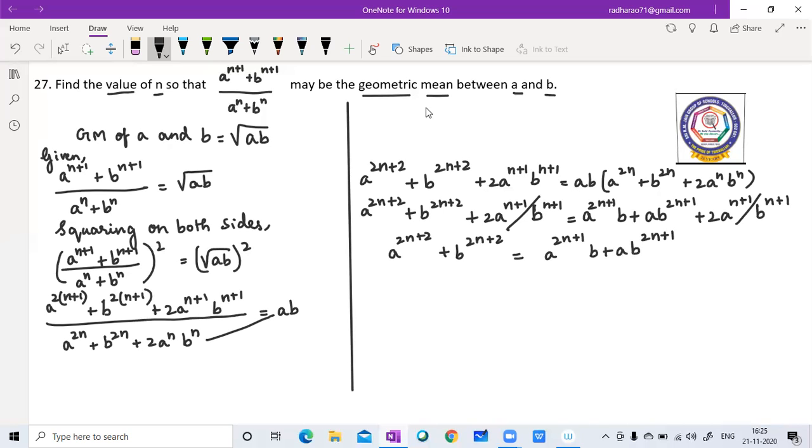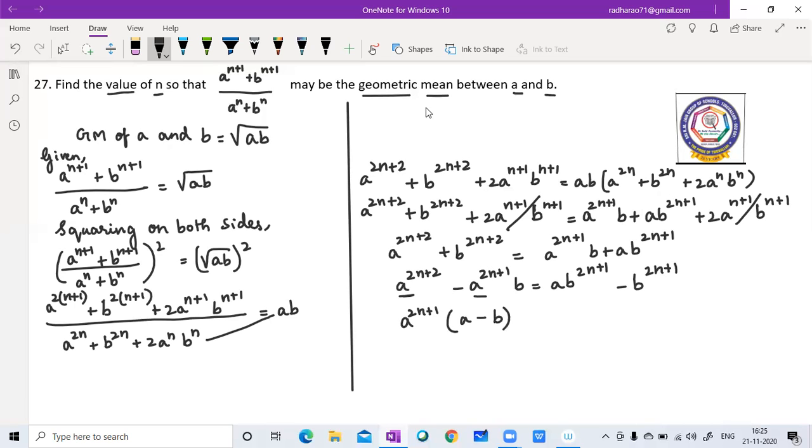Now I take this to the other side. So a power 2n plus 2, this I bring to the other side. So minus a power 2n plus 1 into b is equal to a into b power 2n plus 1. And b power 2n plus 2, I bring this side. So minus b power 2n plus 1. Now in these two terms, a power 2n plus 1 is common. So I take a power 2n plus 1 outside. There will be one more a. So a minus b, this I have taken outside.